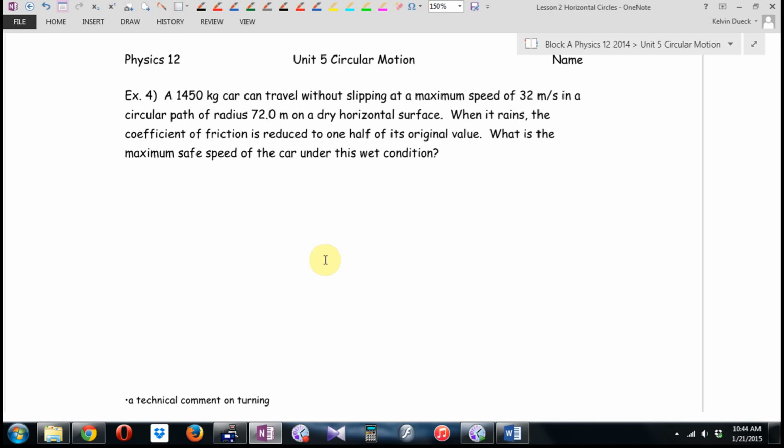So let's do some road safety. A car can travel without slipping at a maximum speed of 32 meters per second in a circular path of radius 72 meters on a dry horizontal surface. When it rains, the coefficient of friction is reduced to 1/2 of its original value. What is the maximum safe speed of the car under this wet condition?